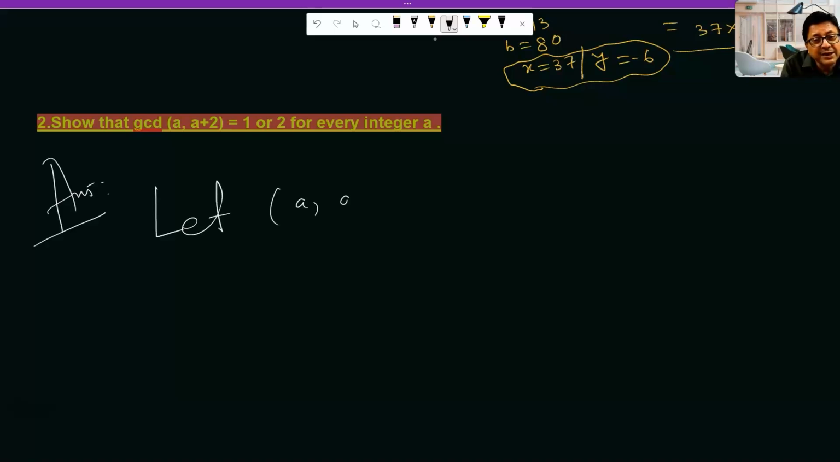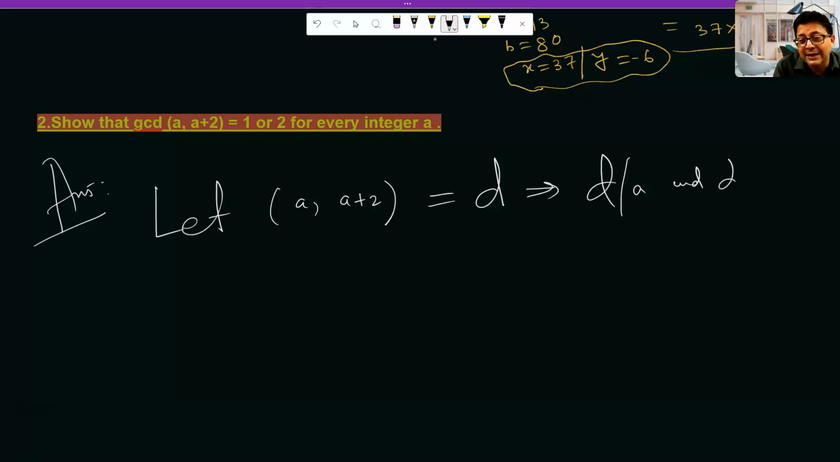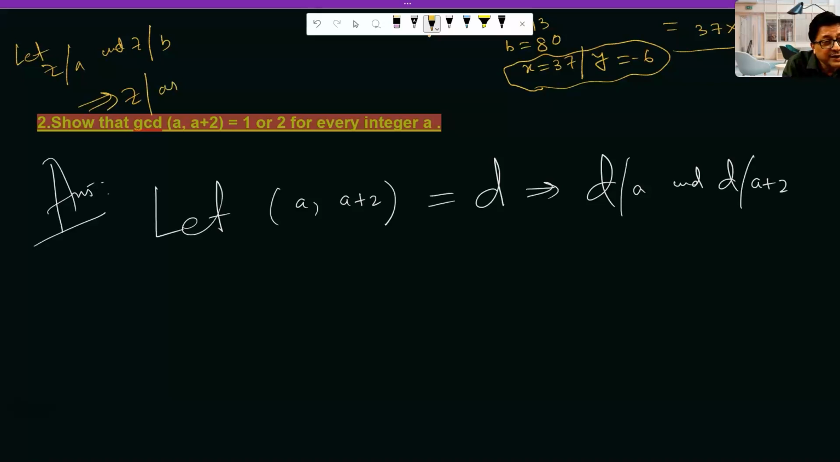So let us start in this manner. Let GCD of a and a plus 2 be equal to d. What does this imply? d divides a and d divides a plus 2. Am I correct? I remind you one thing we did in the second class work, that if an integer j divides a and j divides b, this implies j divides ax plus by. Never forget this.